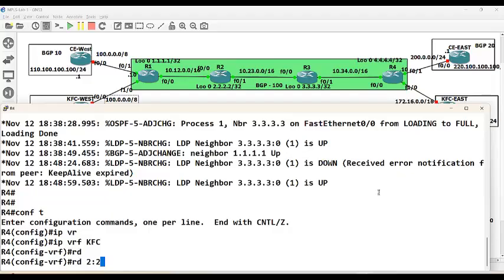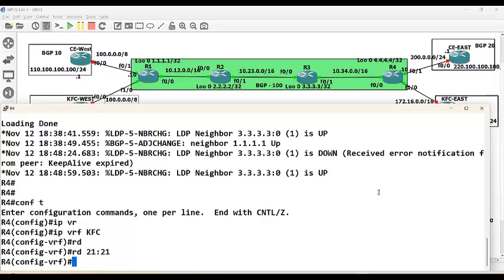But if you want to give a different number, you can, because route distinguisher, as I said 2 classes before, is locally significant to that router. It has got no significance in the VPN. Right? Even if you say 21:21, nothing wrong. You can have a different number. That is okay. Don't think you are not able to ping because of this problem.